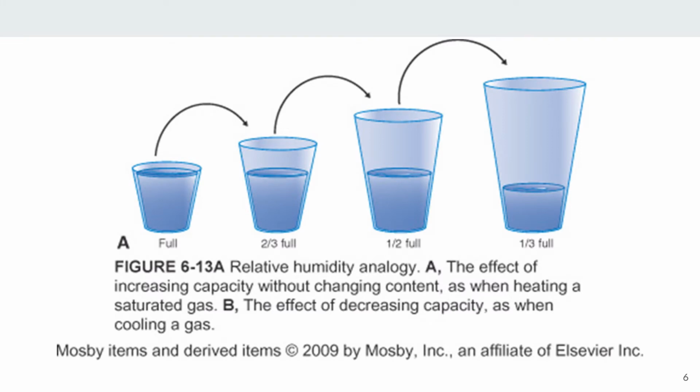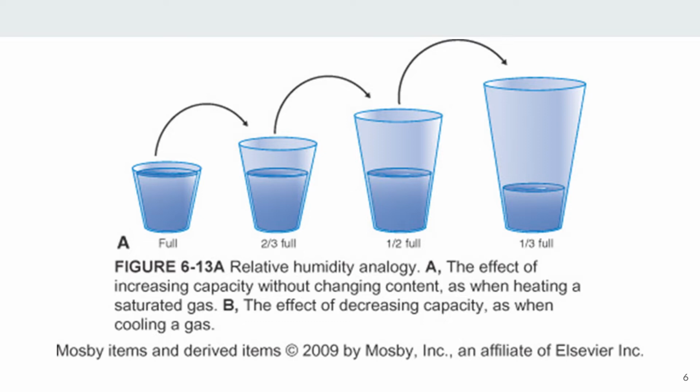Now this actually comes right out of Egan. It's trying to describe relative humidity, looking at an analogy of comparing the actual amount in a cup of water to what the capacity could be. So this is out of Egan's, chapter 6.